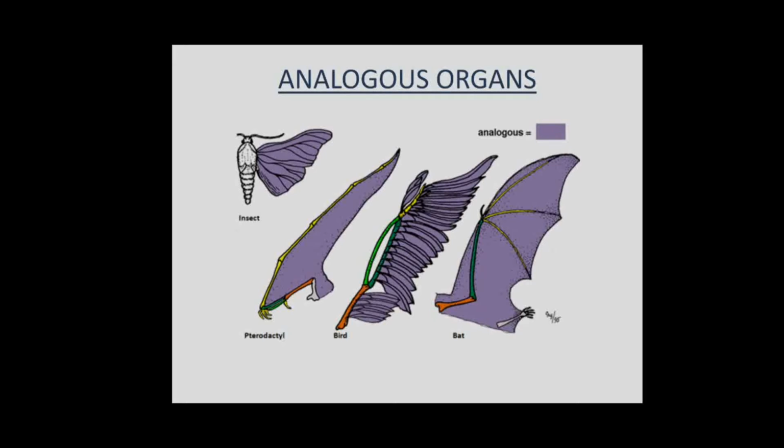Another example is the wings of insect, bird and bat. Their functions are the same. They are used for flying, but the structures from which they are made are different. So they originated from different ancestors.